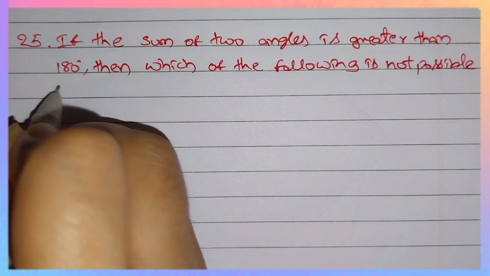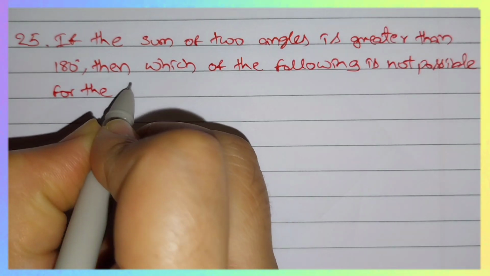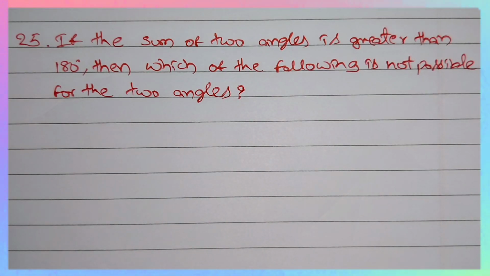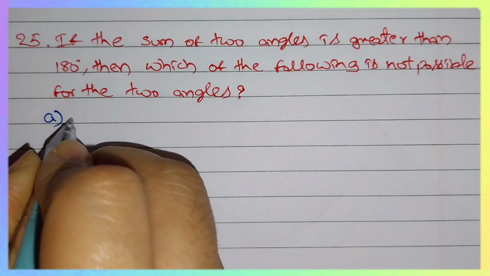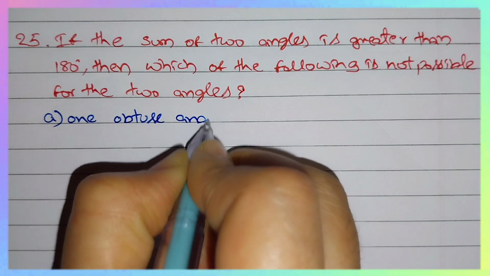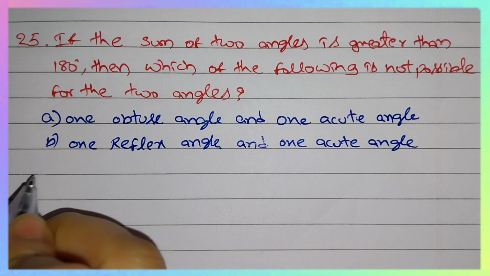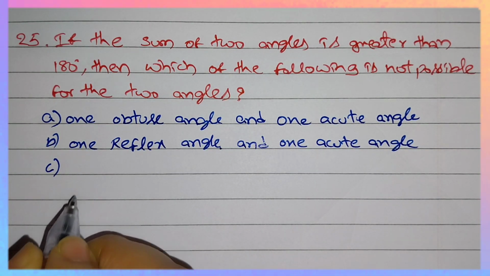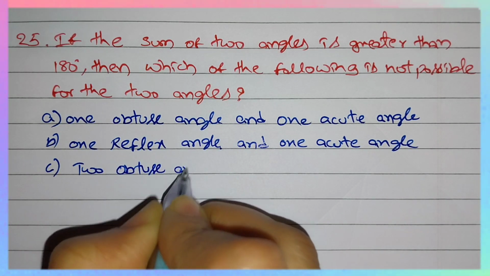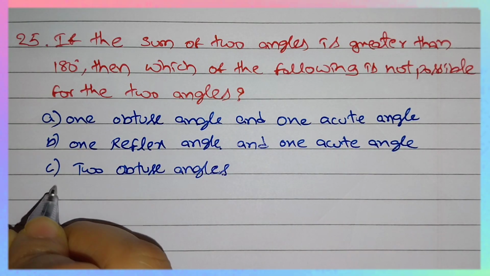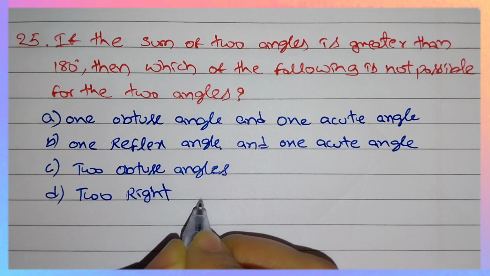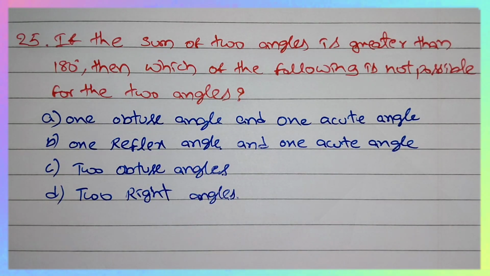Next, the 25th question. If the sum of two angles is greater than 180 degrees, then which of the following is not possible for the two angles? They gave four options. Option A is one obtuse angle and one acute angle. B is one reflex angle and one acute angle. C is two obtuse angles and D is two right angles. An obtuse angle is between 90 degrees and 180 degrees and an acute angle means less than 90 degrees. A reflex angle is greater than 180 degrees and a right angle is exactly 90 degrees.